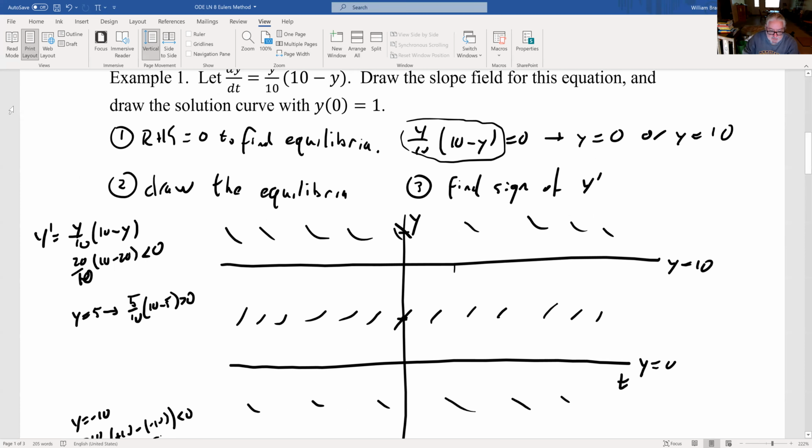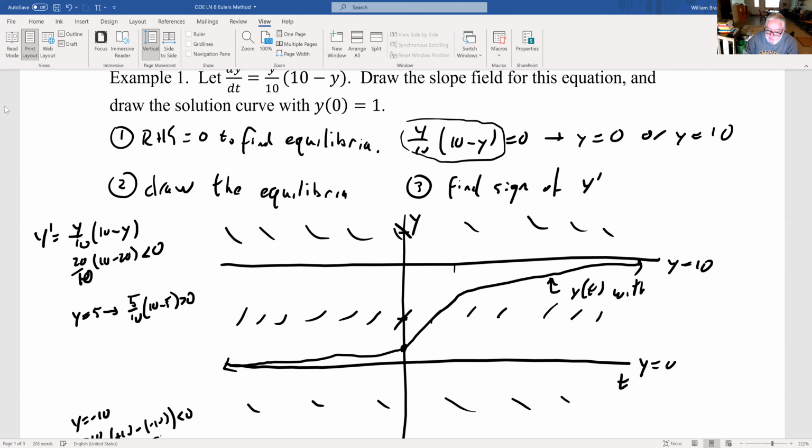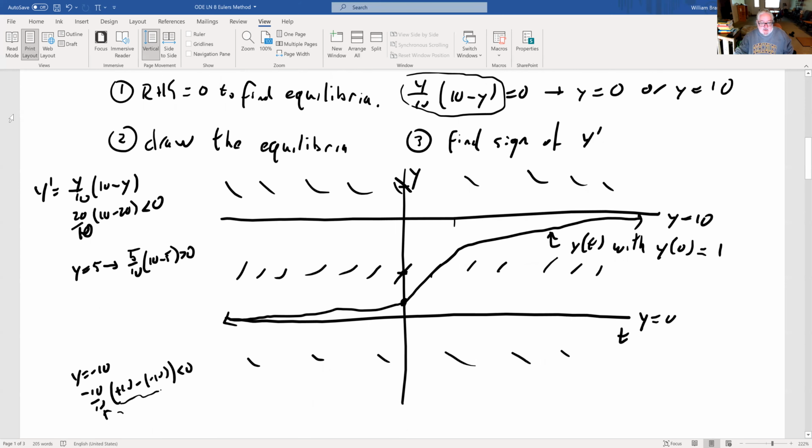And if we take the solution curve with y of 0 equals 1, that means we're starting here, t equals 0, y equals 1, and our solution curve will look like this. If I could draw better. So we can figure out what the curve looks like. We don't have a formula for it. So a question that comes up is, what's y of 2?